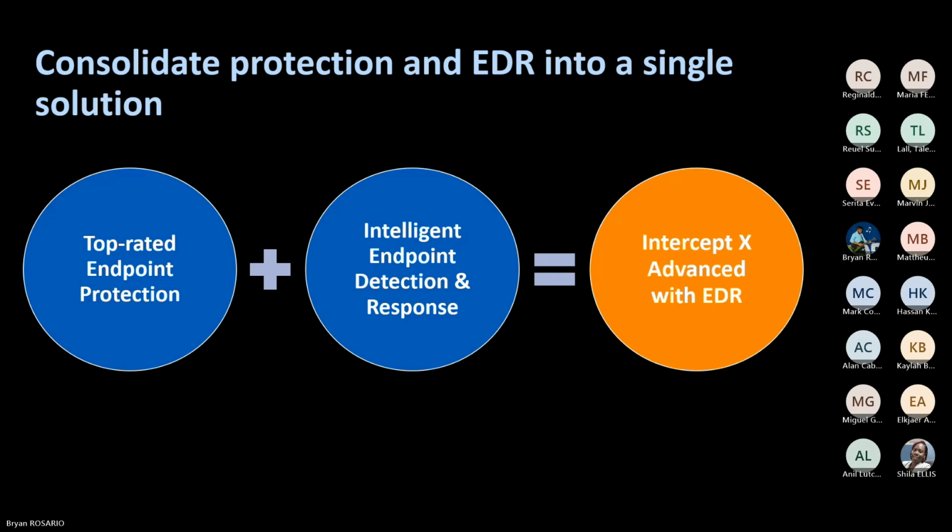So when you have top rated endpoint protection, which, as I mentioned, Sophos has been for the 14th year in a row, a leader in the Gartner Magic Quadrant for endpoint protection. And when you combine that with our intelligent endpoint or extended detection and response, then you get what is Intercept X Advanced with XDR.